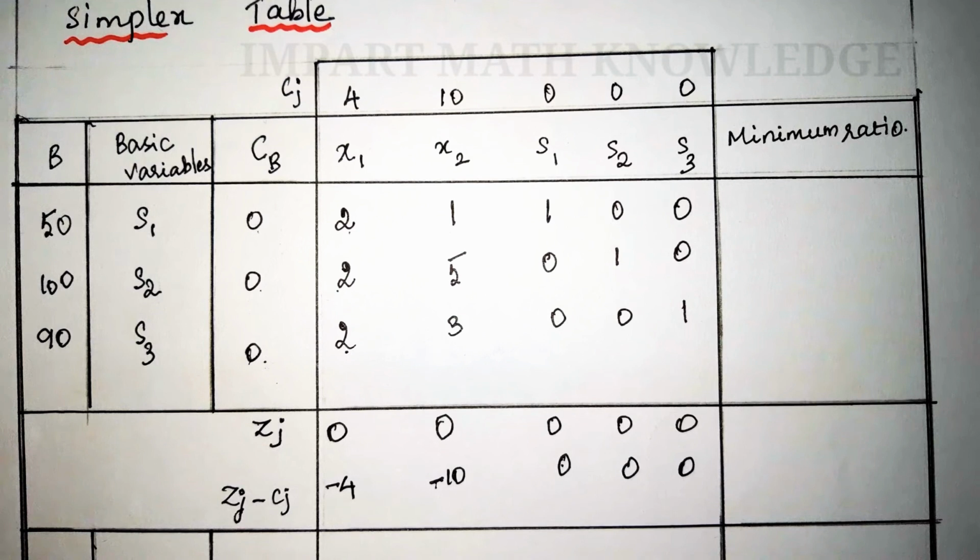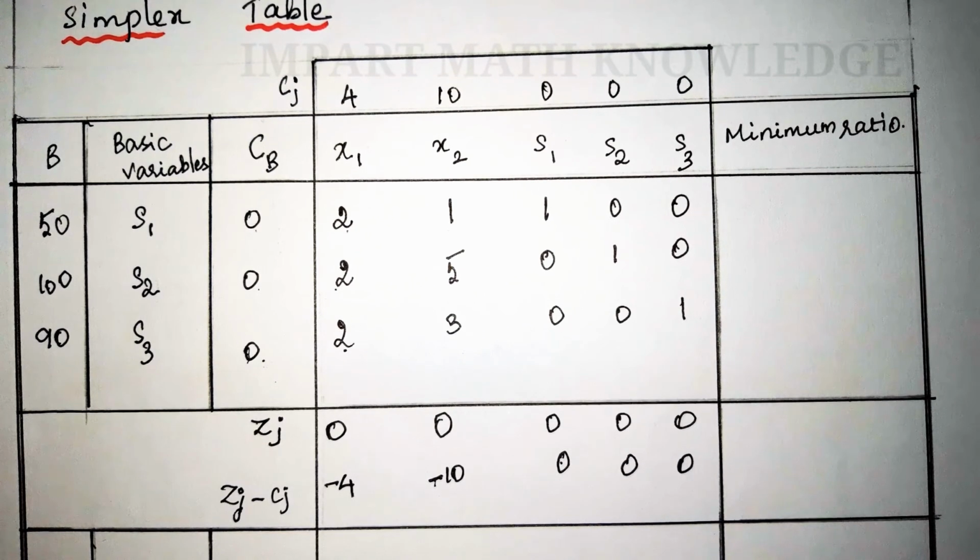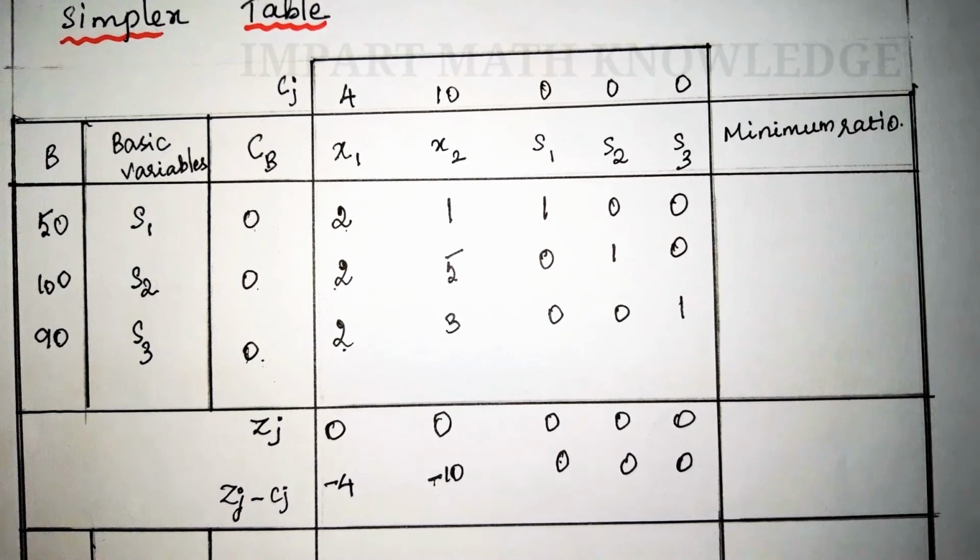After finding ZJ minus CJ, you have to check whether all the values are greater than or equal to 0. Here, these two values are negative. So, the current solution is not optimal. So, we have to go to the next table to get the optimum solution. For that, you have to follow some procedures.